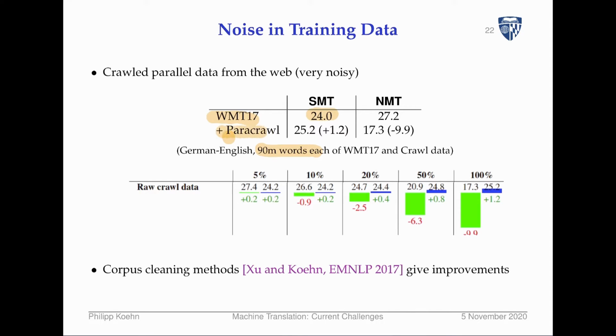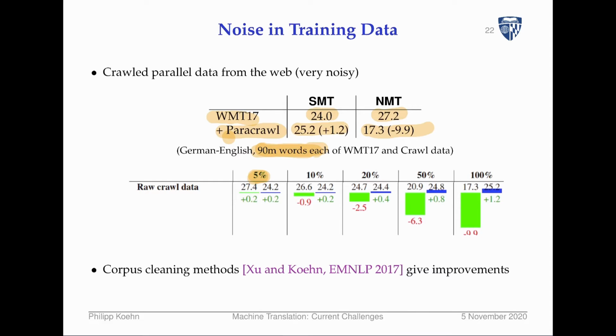And then we threw in web crawl data, and of course, things improve. However, if you do the same thing for neural machine translation, the score plummets. And here's a breakdown. What happens if you just add 5% more data of noisy quality? So this is now measured as 5% of the original data. So you have 90 million words originally as clean data. And now you add 5%, so 5% of 90, so 4.5 million words.